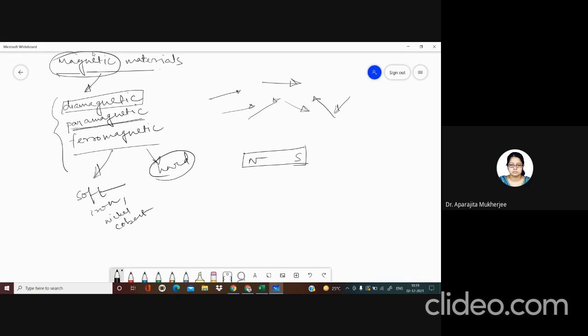Now, next will be the case of the magnetic field. We all know this type of diagram is generally used for denoting a magnet. The space around the poles of the magnet is called the magnetic field. And how is it represented? By magnetic lines.